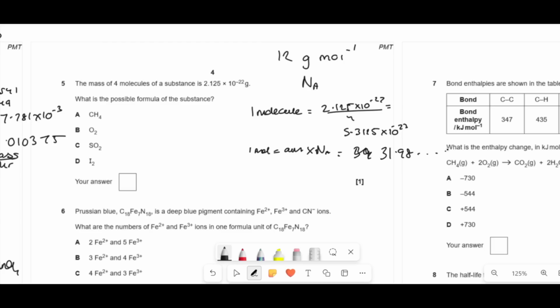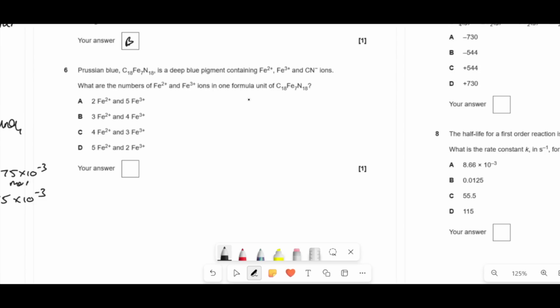0.98 something. So now we have to just go through all of these and figure out what mass would probably fit that. So if we do that, CH4 is 12 plus 4, that's 16. Nah. O2 is what, 16 plus 16, so that's 31.98, 32, it's B. There you go.